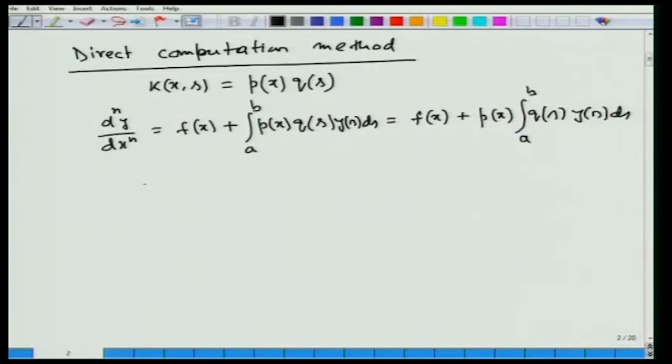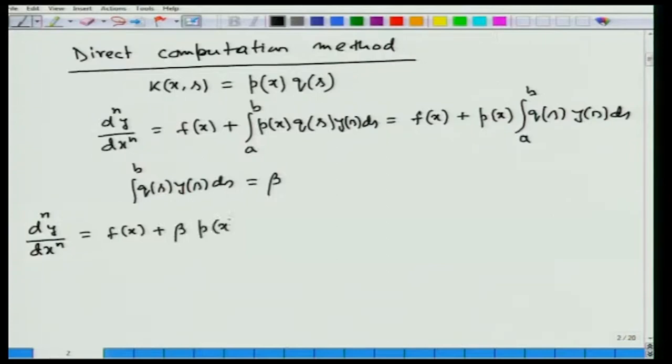And now, we define this unknown integral from a to b of q(s) y(s) ds. Assuming the solution exists such that y(x) is a continuous function, then the integral from a to b of q(s) y(s) ds exists and is a finite quantity, and we denote this quantity as β. And then the above equation becomes dⁿy/dxⁿ = f(x) + β p(x), with initial conditions y^(r)(a) = α_r, where r = 0, 1, 2, up to n-1.